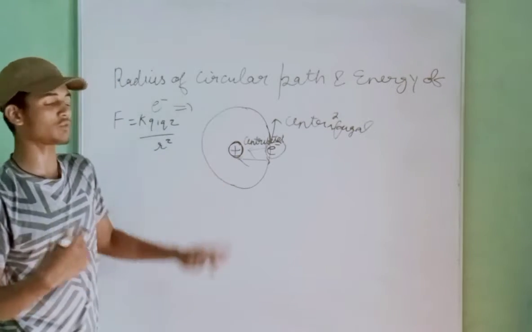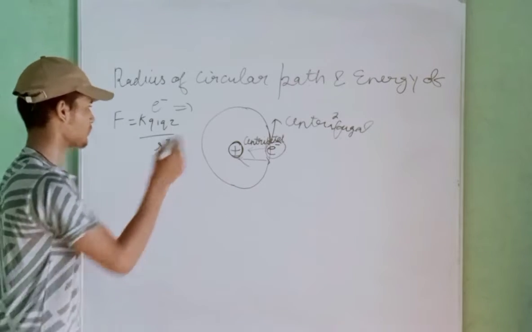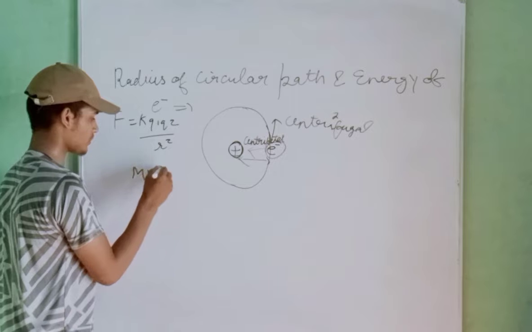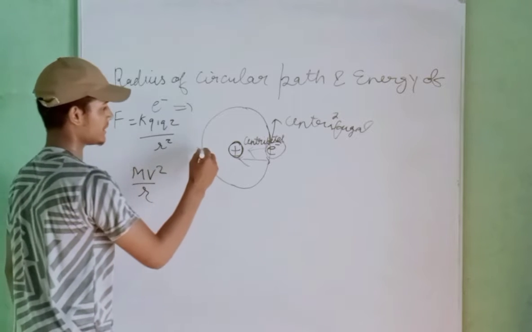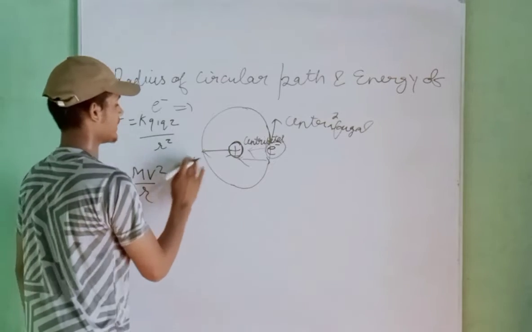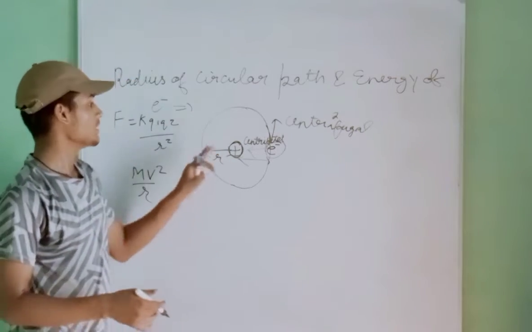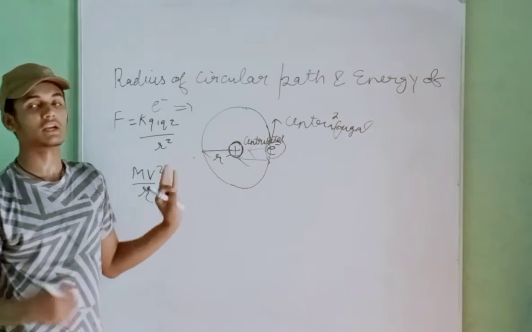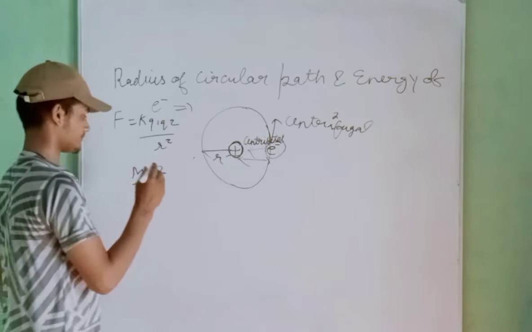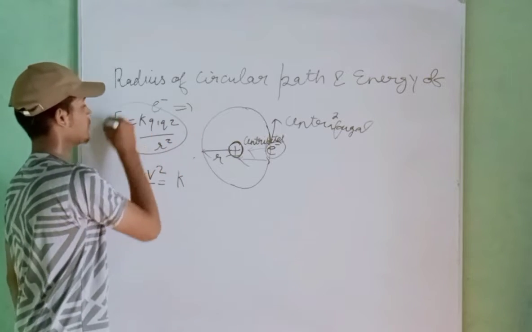We know the formula for centripetal force, and centrifugal force has a similar formula. Here we take mv square upon r, where the radius of the circular path is r. According to Rutherford's atomic model, the centripetal force is given by the electrostatic force. So here we can equate them to each other, and we will use Coulomb's law.